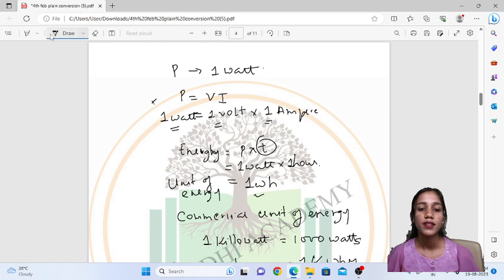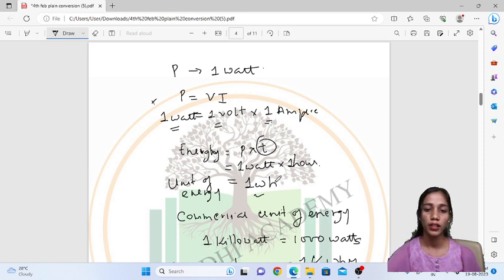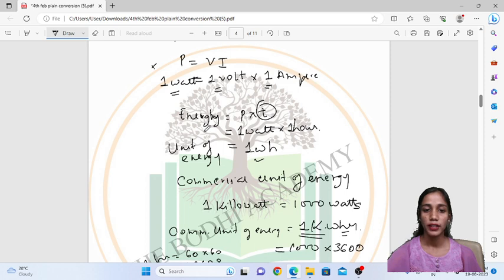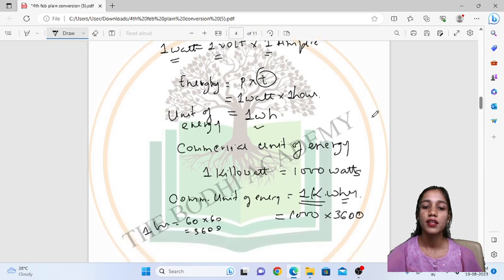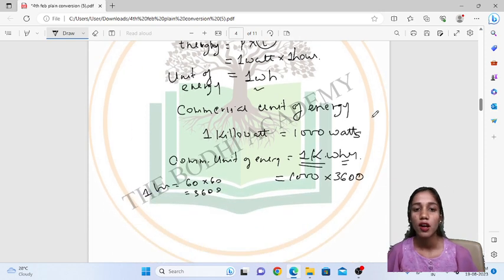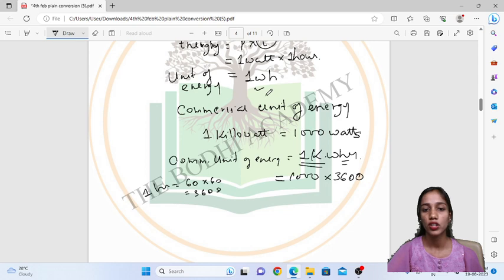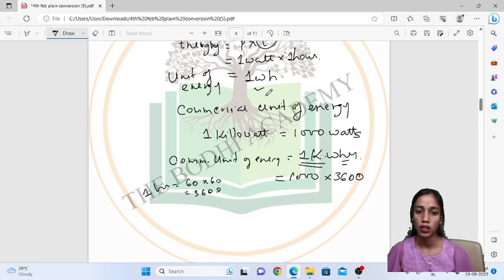Now when we consider energy, we take power and time. We consider time also. So how will the SI unit of power change into energy? The SI unit of power is watt, so we just have to add 1 hour over there. So the unit of energy will be 1 watt hour, 1 WH, okay. Now when we consider the commercial unit of energy, we can't use 1 watt for a commercial unit of energy. We need a bigger quantity. So the bigger quantity is 1 kilowatt, okay.